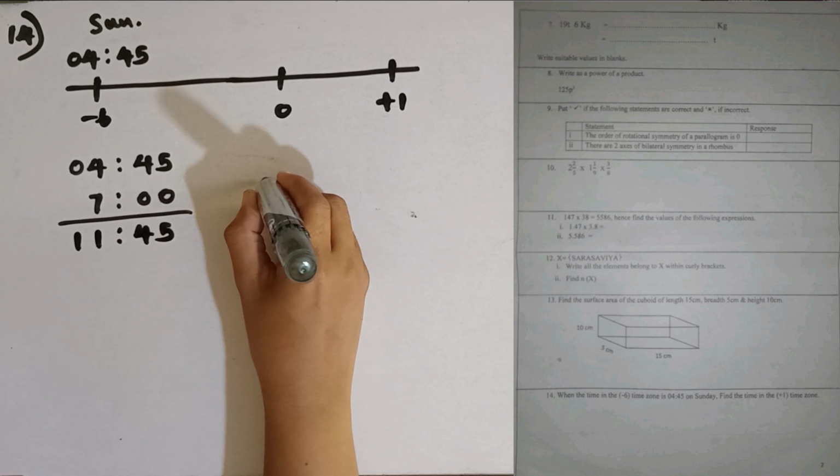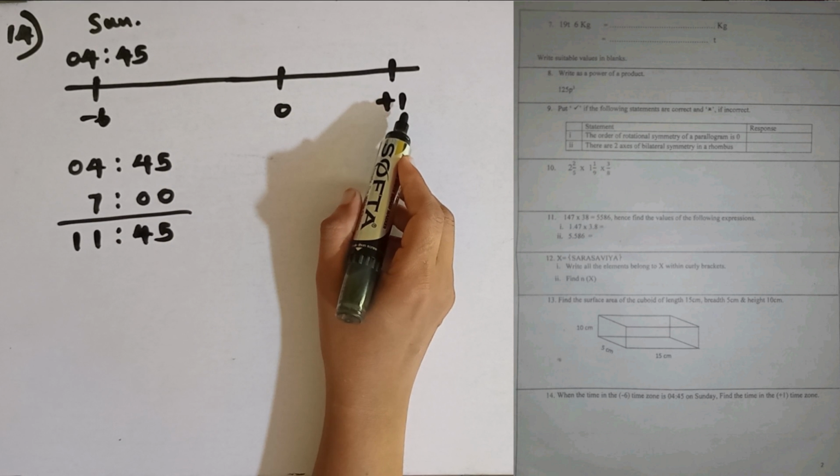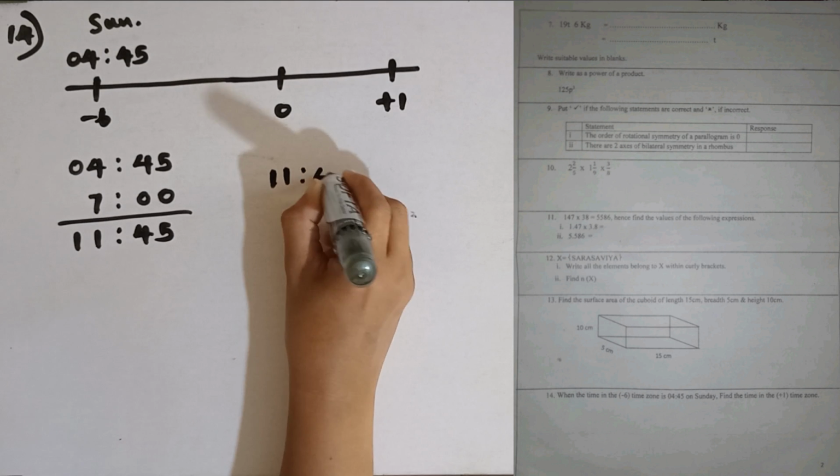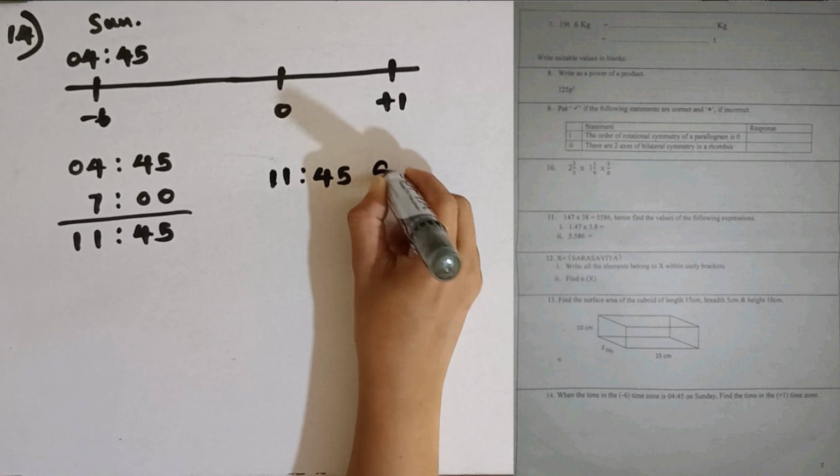Then the time in +1 time zone is 11 hours 45 minutes on the same day, Sunday.